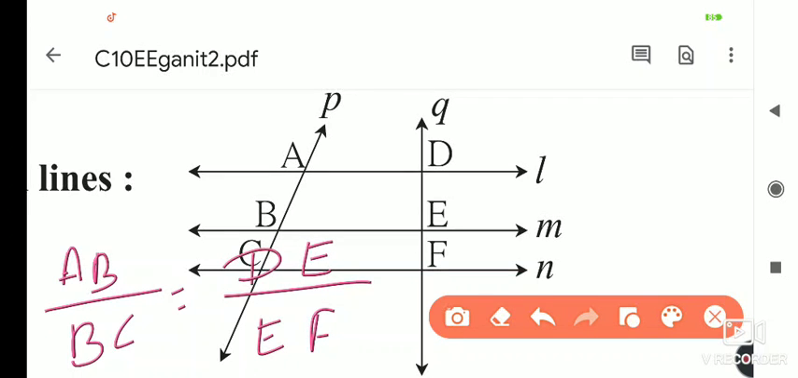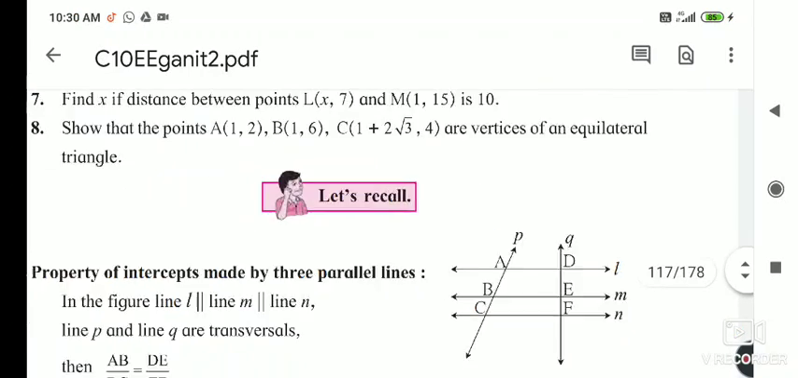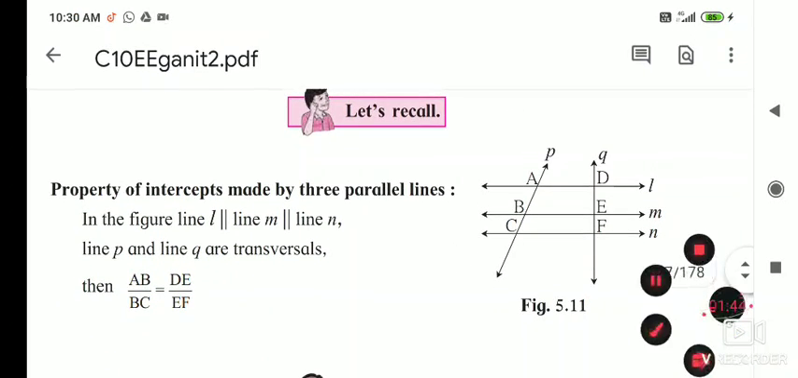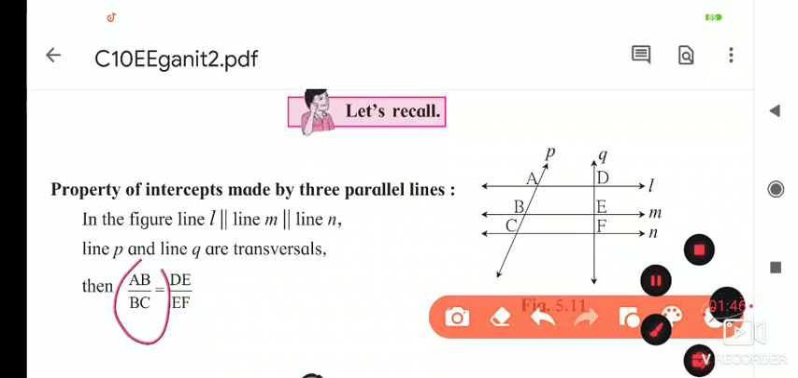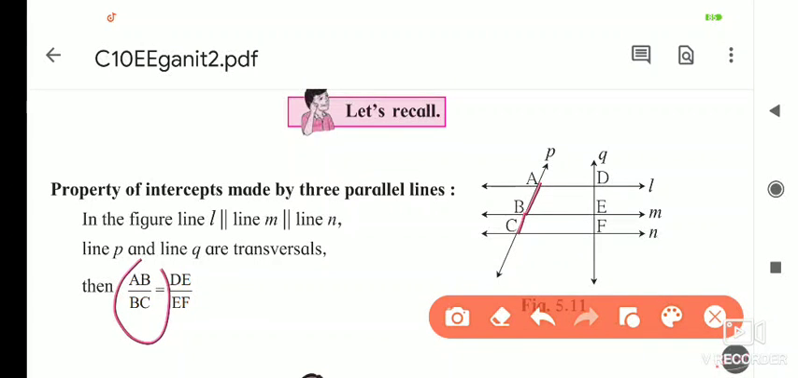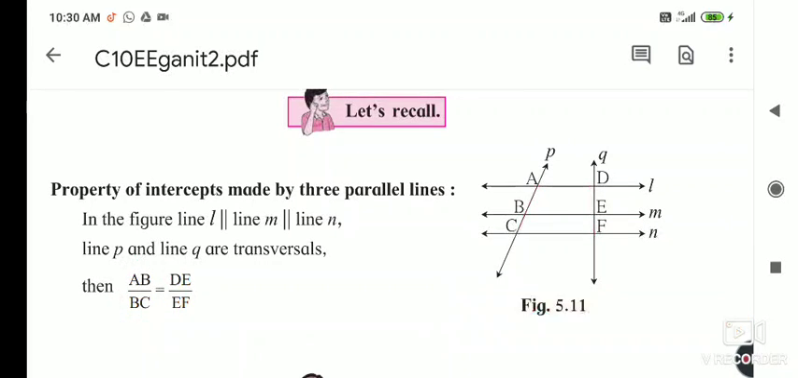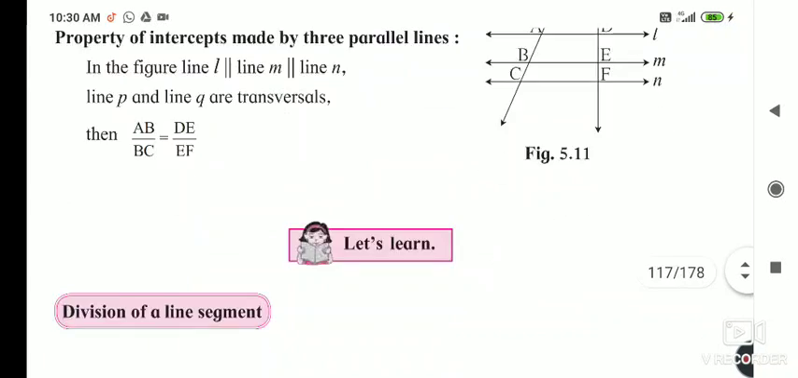This property we know, and that's why it is given in the let's recall part. Here AB upon BC means the intercept made by the first transversal, and the intercept made by the second transversal on the same parallel lines are in equal ratio. Ratios of intercepts made by the transversals are equal.